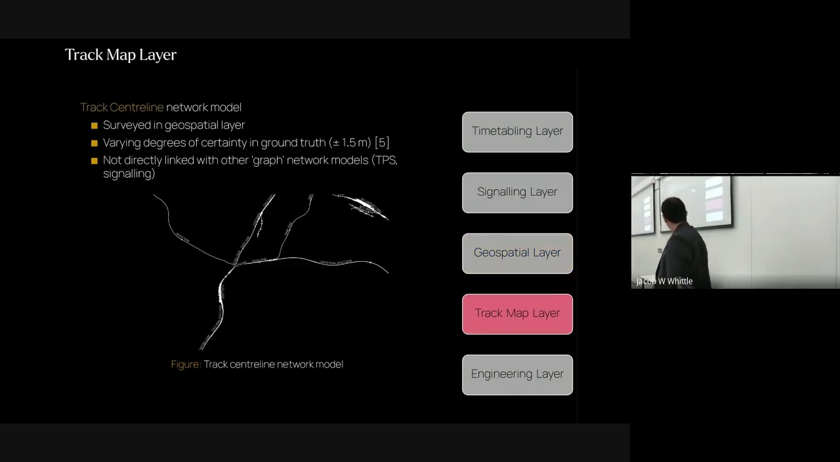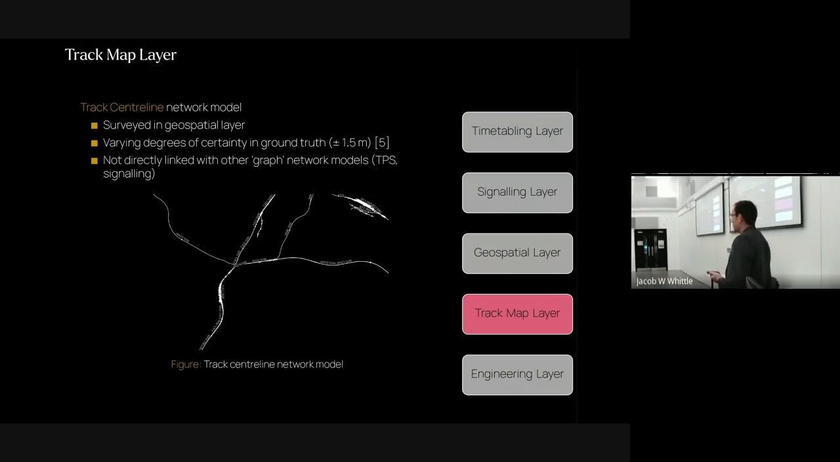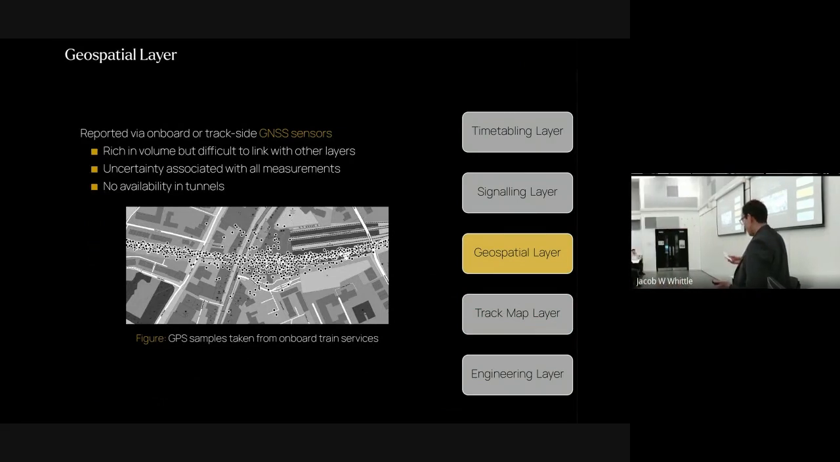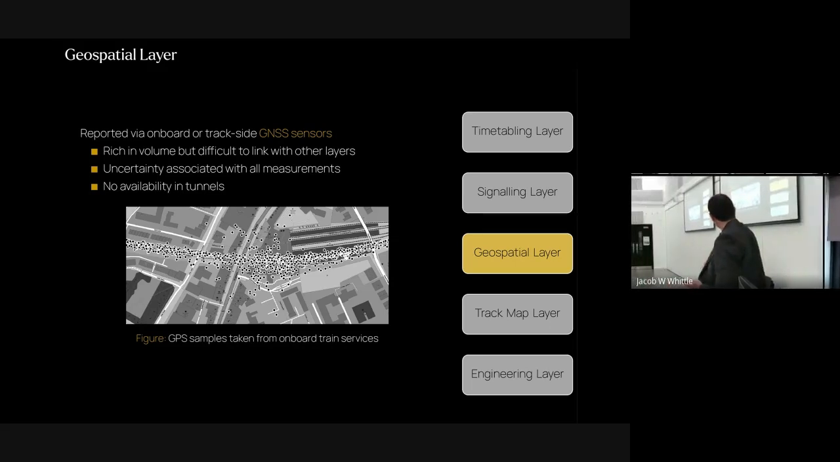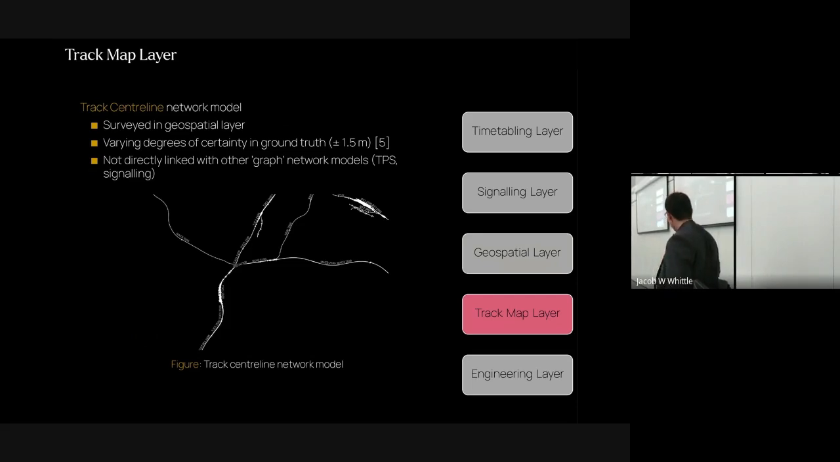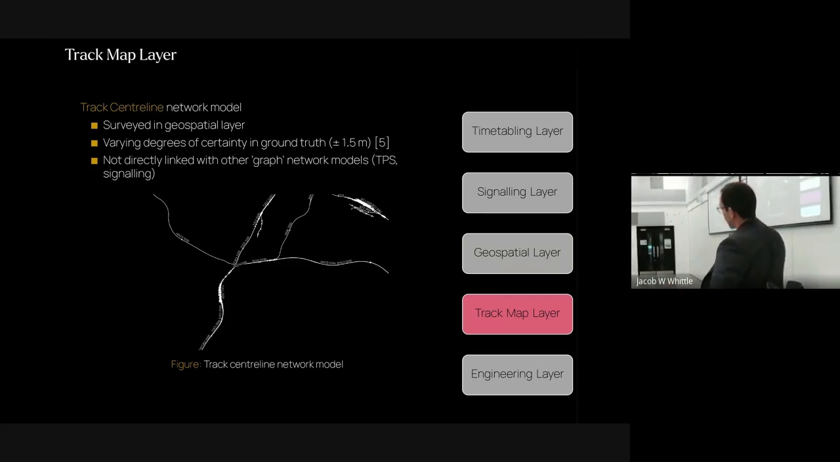Next, we're on to the track map, the track centerline network model. This is a geographic information system. So if you're used to working with those, each of these is a line string. Going back a second, you might report a geospatial coordinate of 53.38 degrees north, 1.46 degrees west for Sheffield. So in this network model, you might say you are a certain distance percentage along a given line string, which is a series of points in GIS.